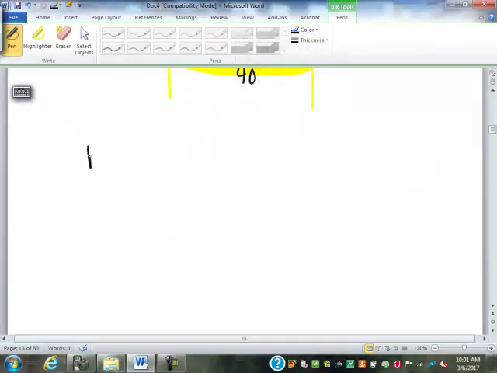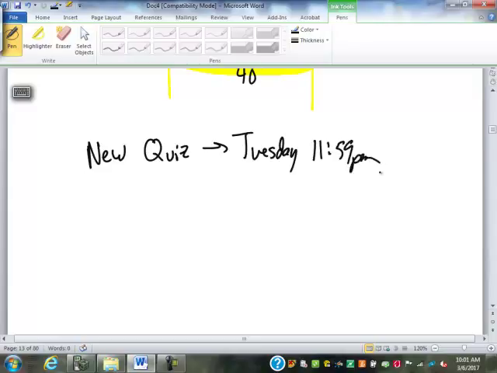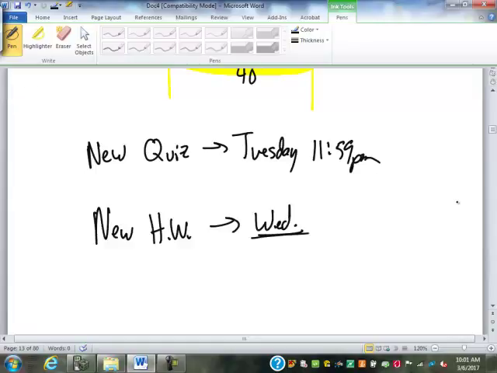There is a new quiz that is due tomorrow. That's Tuesday at 11:59 p.m. And there is a new homework due for Wednesday. Wednesday will be review for the test, and Thursday is our test. So Wednesday's a big day to make sure we got everything down ready for Thursday.